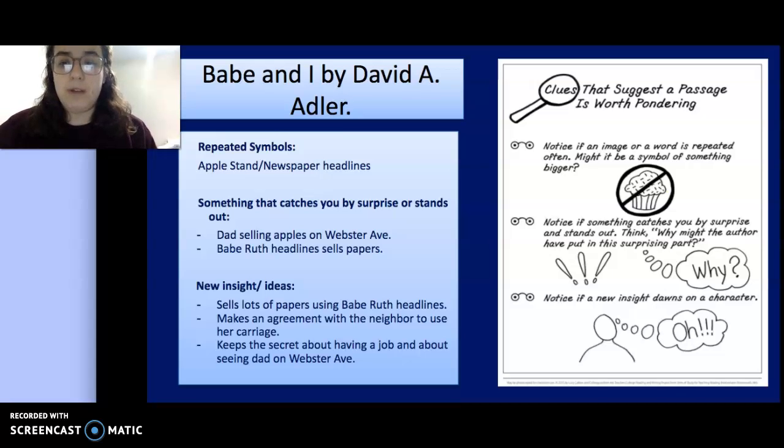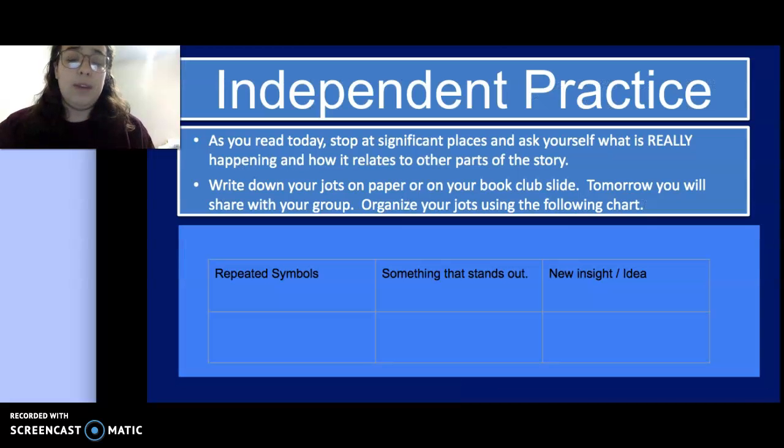Those are some examples from our read aloud, and this super handy dandy helpful chart is something to go back to. On the last slide, where your independent practice is, after you read your independent book for 15 to 20 minutes, you're going to come back to this slide. You can either reread a part or read some more of your book, and you're going to take some thoughts and jots down about your own independent book.